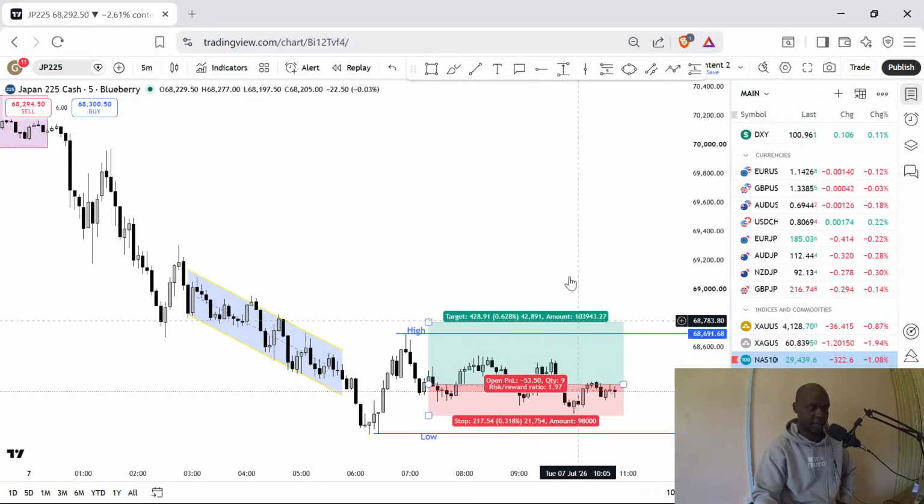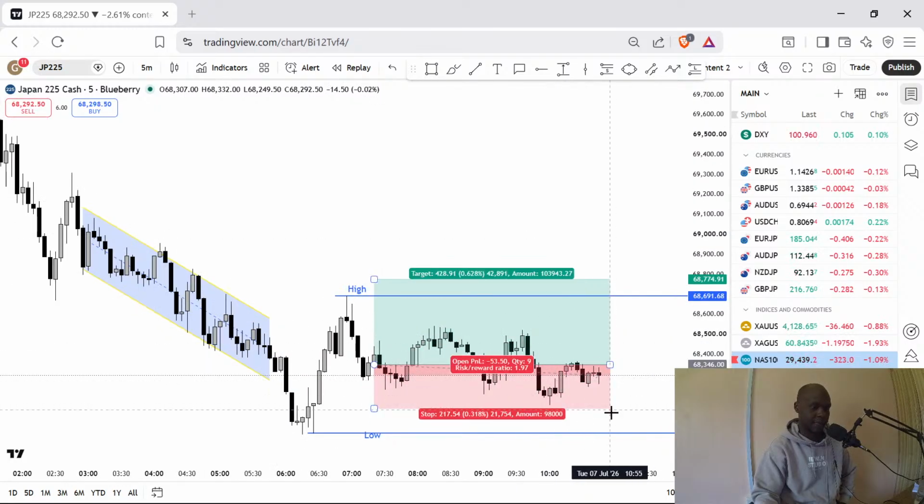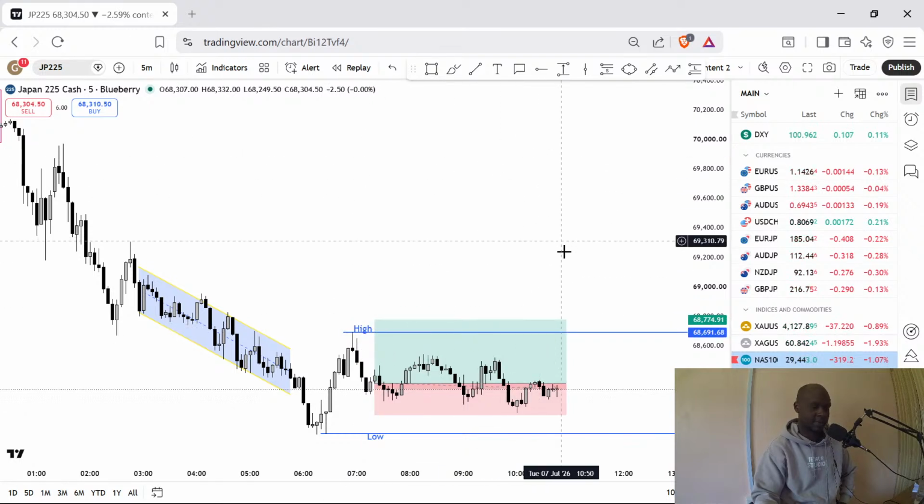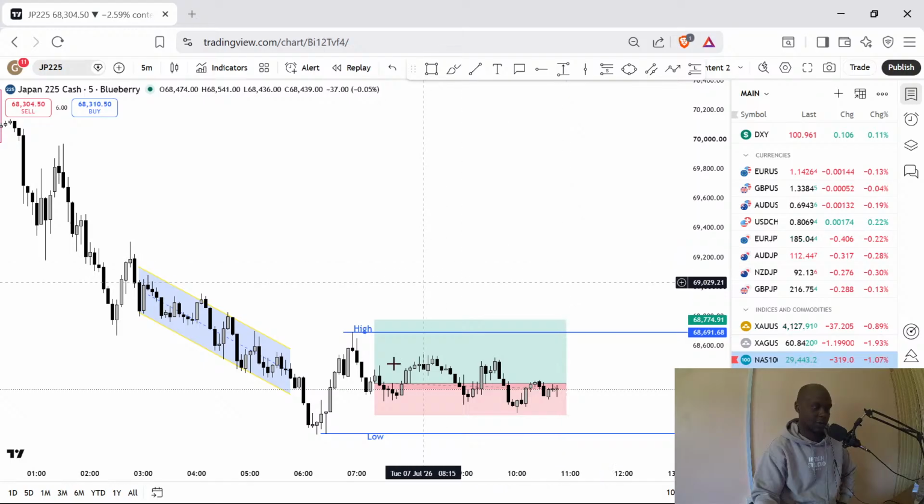So for now, it's waiting to see. If I'm not tagged out of this trade, I'm waiting to see if we can break this high. If we break this high, then I'll start to lock in profits. But for now, you just have to be patient. Patience is the name of the game.